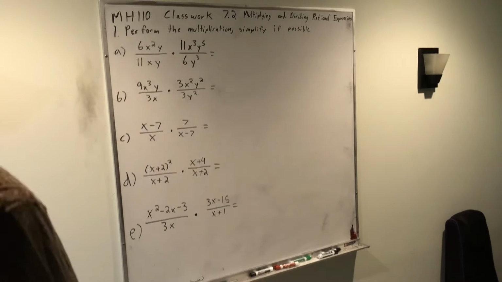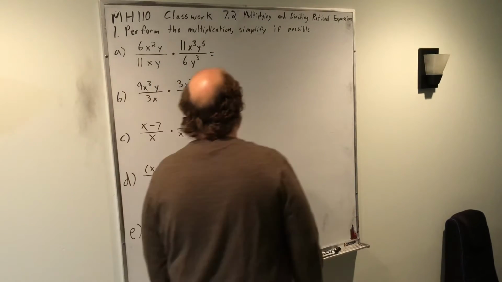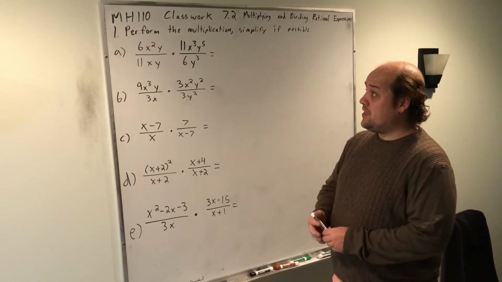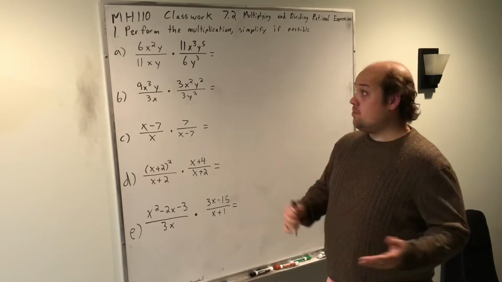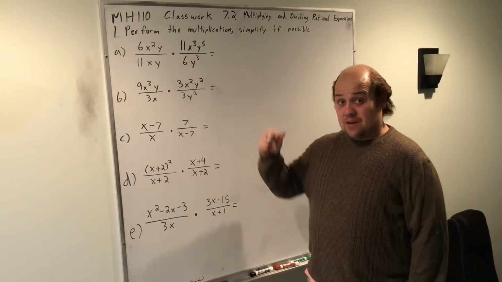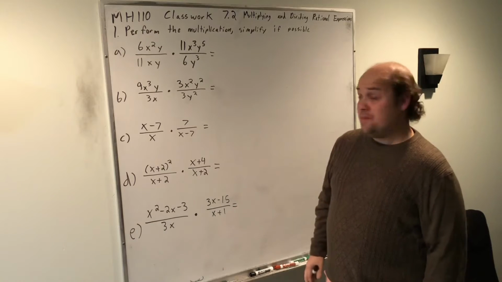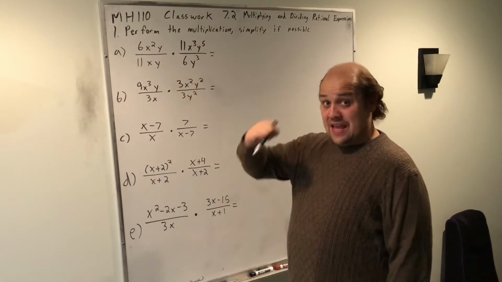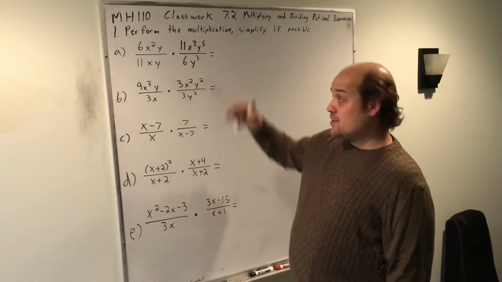Section 7.2 is very similar to section 7.1. The only difference is that I have a multiplication symbol between two different fraction lines. So basically I'm doing the same idea. I'm trying to cancel things on top with things on bottom. The difference is I can choose either top and either bottom. Anything on bottom can cancel with anything on top.